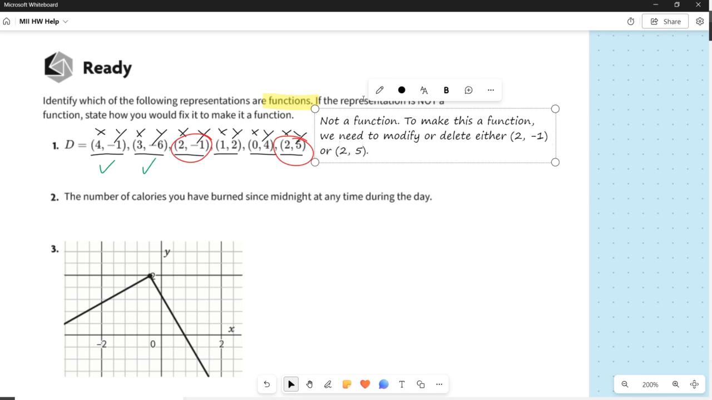That's the problem here. Real quick check. The 1 and 2 is fine, and the 0 and 4 is fine, right? But it's the two different inputs. It's the same input, but two different results that's preventing this guy from being a function.